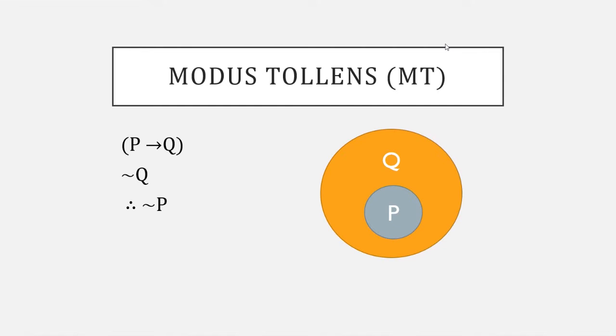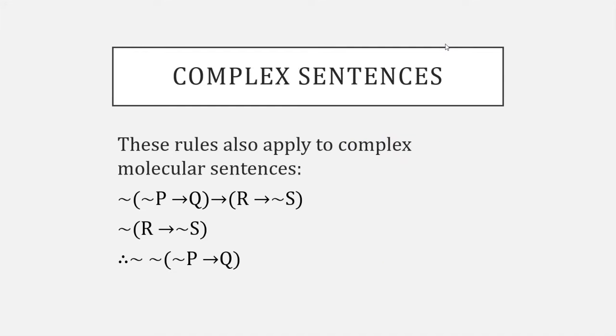Okay. And the way to do that is basically practice a whole bunch of derivations, which, good news, you are going to do. Hooray. Okay, so these rules don't just apply to atomic sentences. They don't just apply to P's and Q's. They also apply to more complex molecular sentences.